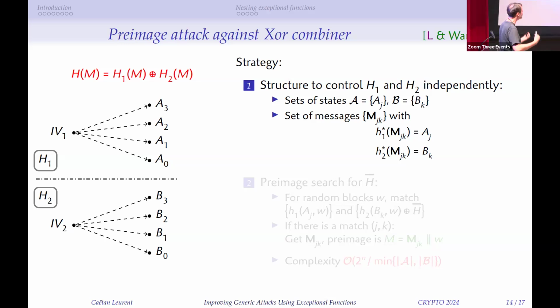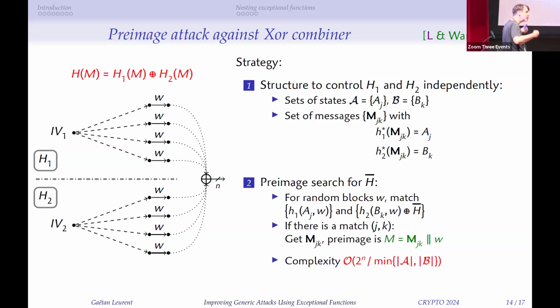And the idea of this strategy is to first build a structure so that we can control the two hash functions independently. And without going into the details, what I call a structure is a set of messages and a set of ending points A and B for the functions h1 and h2, such that if you pick a specific A and a specific B, you can directly know in your structure which message to use to reach this specific pair of output states. And this gives you this independence between them, because you can pick independently in A and in B, and you directly know which message to pick.